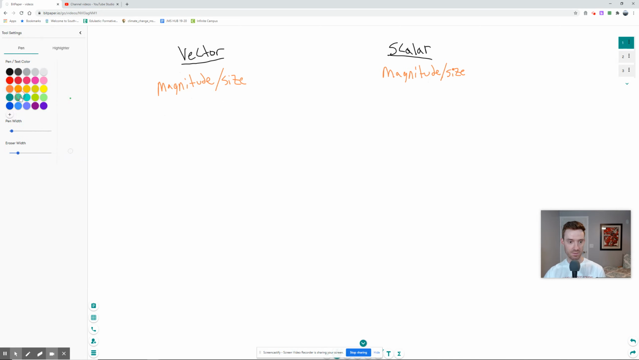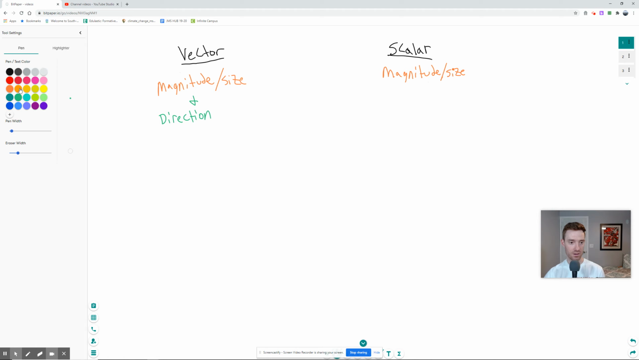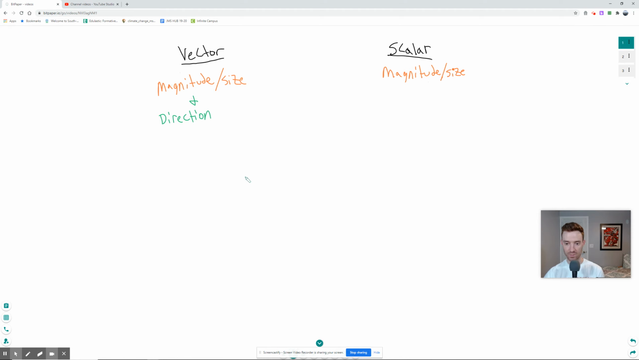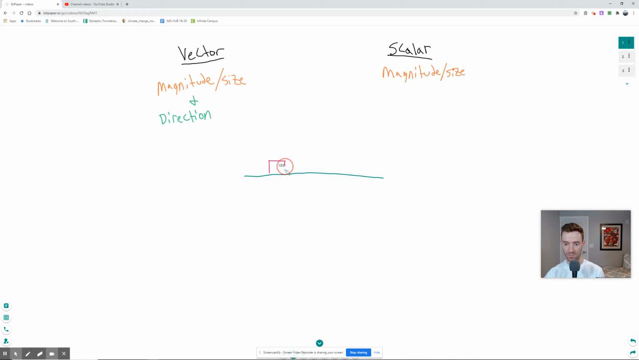The difference is that vectors also require a direction. And you're going to see an example of that here in a second. Let's draw a picture. Here we've got the grass. Very nice. And we're going to put on top of the grass a box of some sort. So let's build a box. There's our box. All right, great. Now you are going to push the box. Let's push the box this color. Push the box to the right. So this is where the box started.